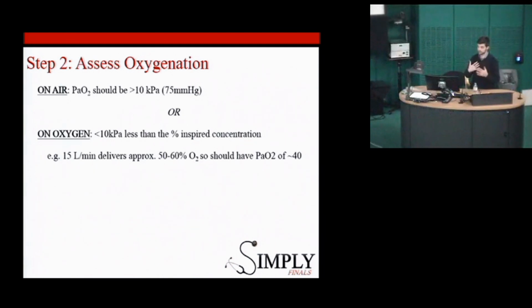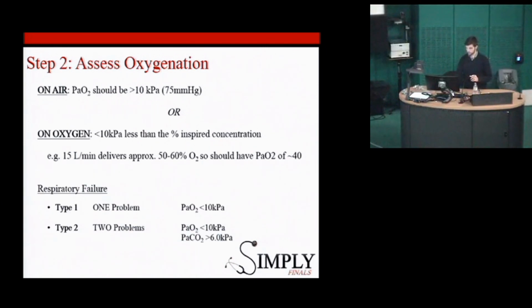That shows there's a respiratory problem going on, because the 15 litres of oxygen delivered in the non-rebreathe mask would deliver about 50 to 60% oxygen. So you need to have 10 less than this, so between 40 and 50. It's not usually that good because everyone has some degree of problem if they're acutely unwell. But anything above 25 or 30 would be reasonable. Does that make sense to everyone? So what's normal for someone who's on air and on oxygen? It's really important. And then we've talked about type 1 and type 2.